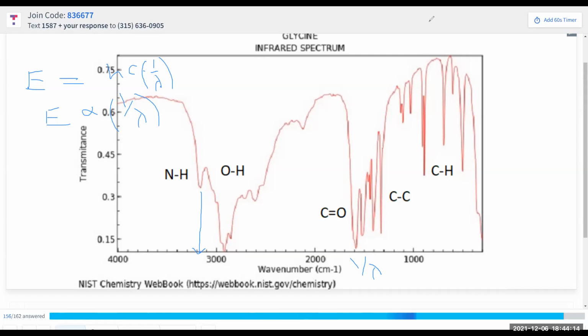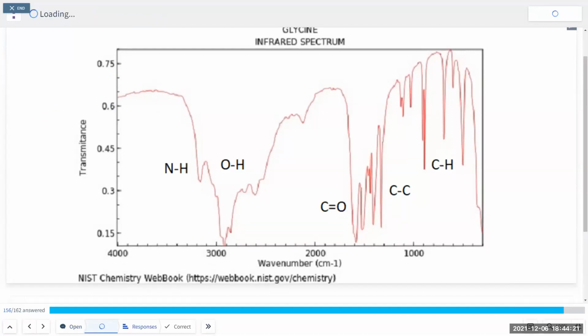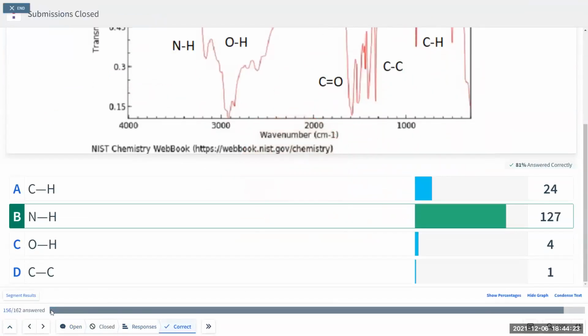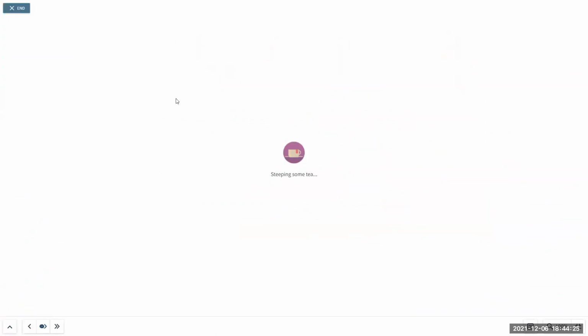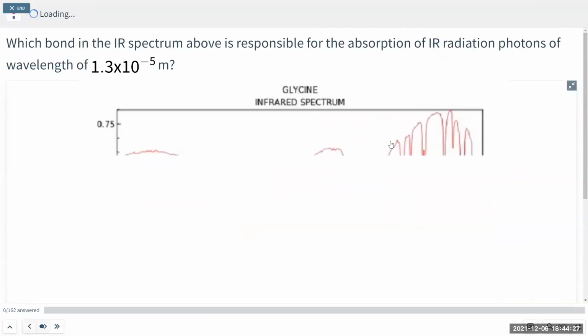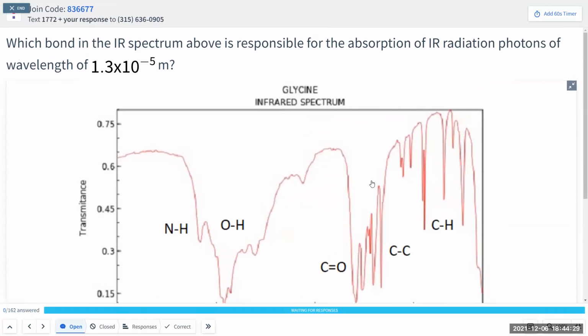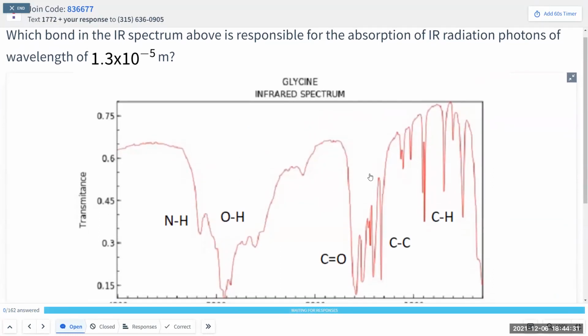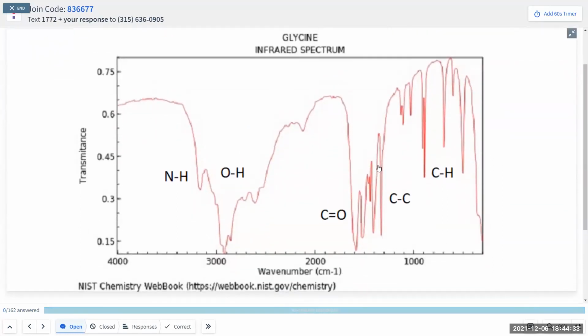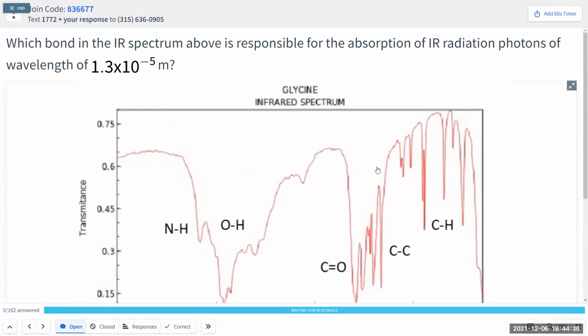Okay, so with that, let me clear my doodling one more time. What I want to do is, let me close this. Let's do another one. Okay, let's try this question. Another one from IR spectroscopy.